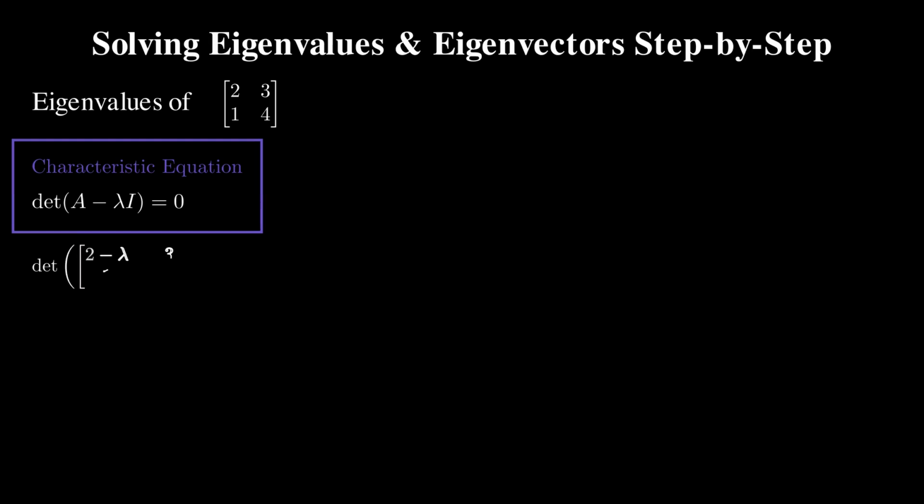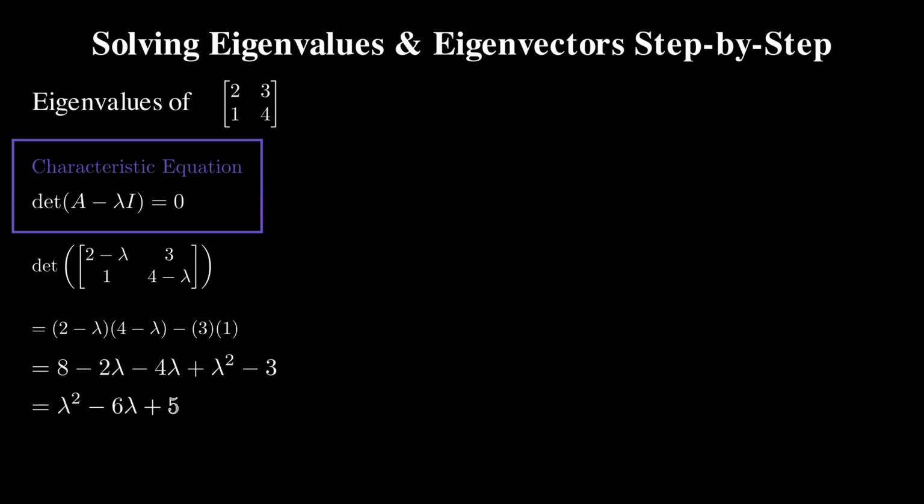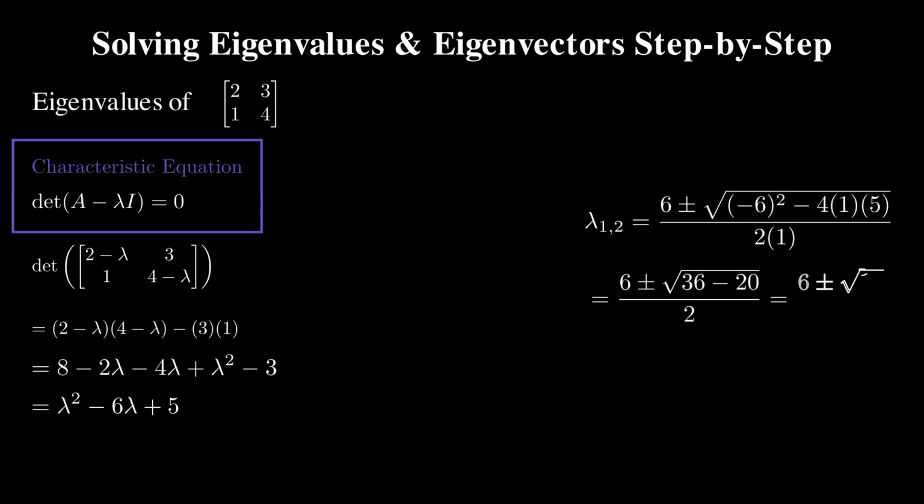We start by writing the characteristic equation. Determinant of A minus lambda I equals 0. Now, we expand the terms from the determinant. Simplifying, this gives us a quadratic equation. We solve the quadratic using the quadratic formula. We simplify under the square root. And finally, we find the eigenvalues. Lambda equals 5 and 1.